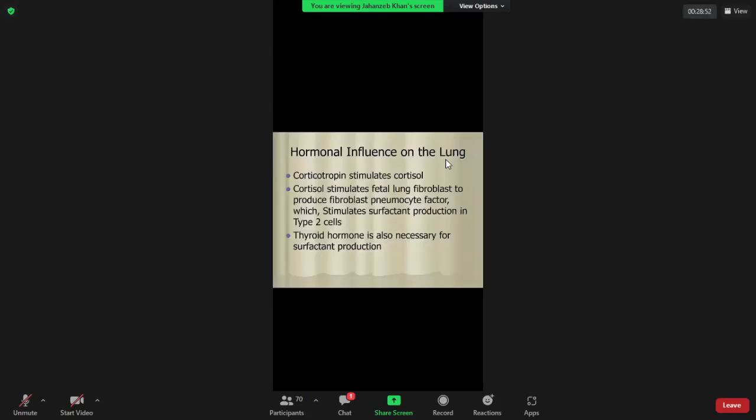Cortisols are also responsible; they stimulate the corticotropins, basically, which are the cortisols that you have already gone through in physiology. Cortisol stimulates the fetal lung fibroblasts to produce fibroblast pneumonocyte factor, and stimulates surfactant production, in which type 2 cells are responsible. Thyroid hormone is also necessary for the surfactant production, as far as its continuous production is needed. As far as its requirement is concerned, this goes on and on.